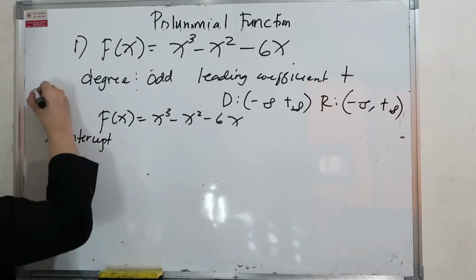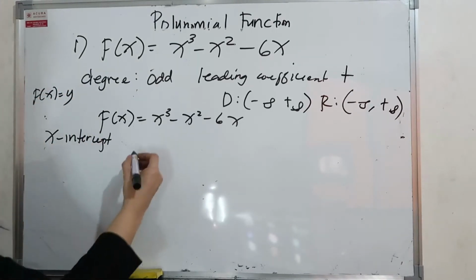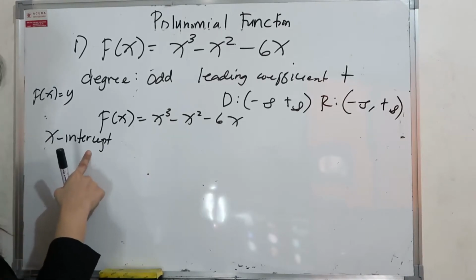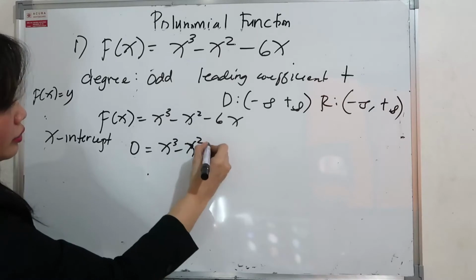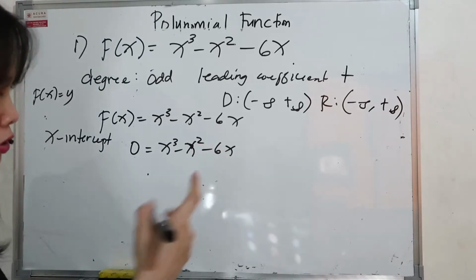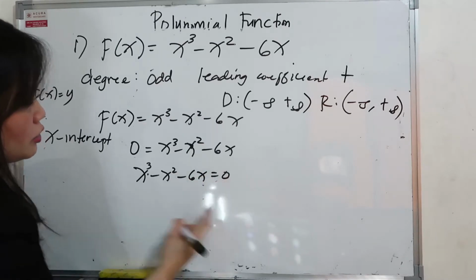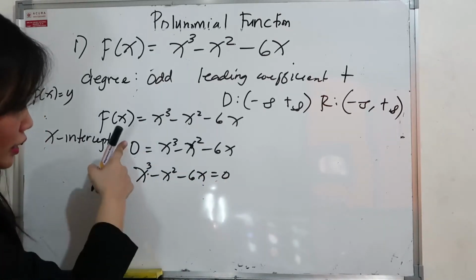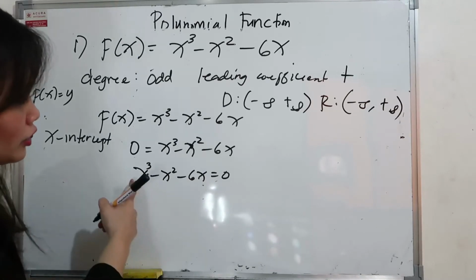So since f of x equals y, and it's the X intercept, we can conclude that 0 is equal to x cubed minus x squared minus 6x. Or simply, x cubed minus x squared minus 6x equals 0. So they are the same. Then what's next? You need to factor this one.